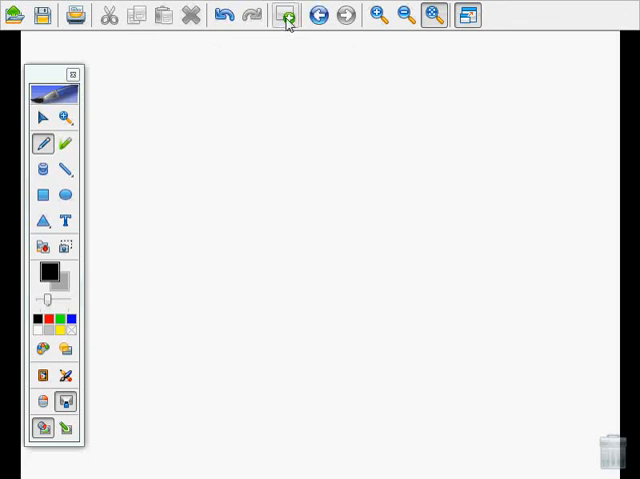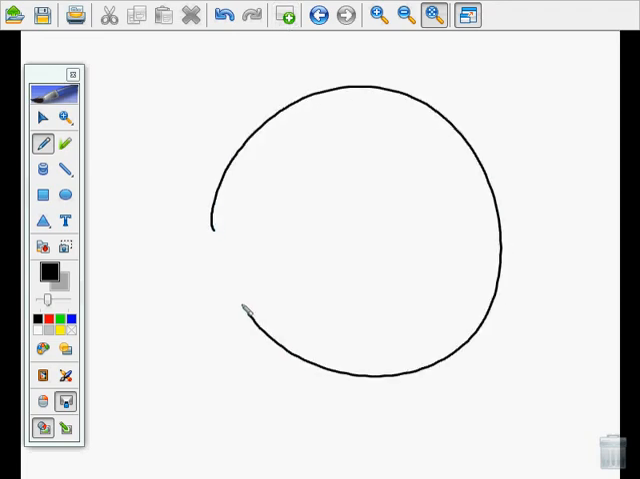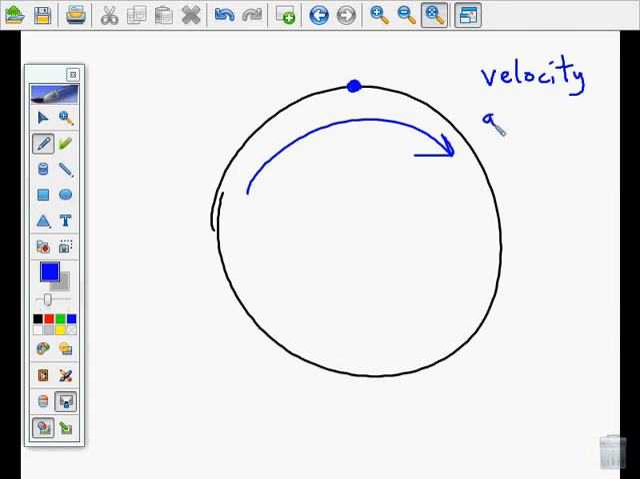So let's start off by drawing a circle, and let's say we're following some object that's going in this circular path, and what we want to do is be able to calculate the object's velocity, the object's acceleration, and the object's force that it's experiencing. So we start off with velocity.